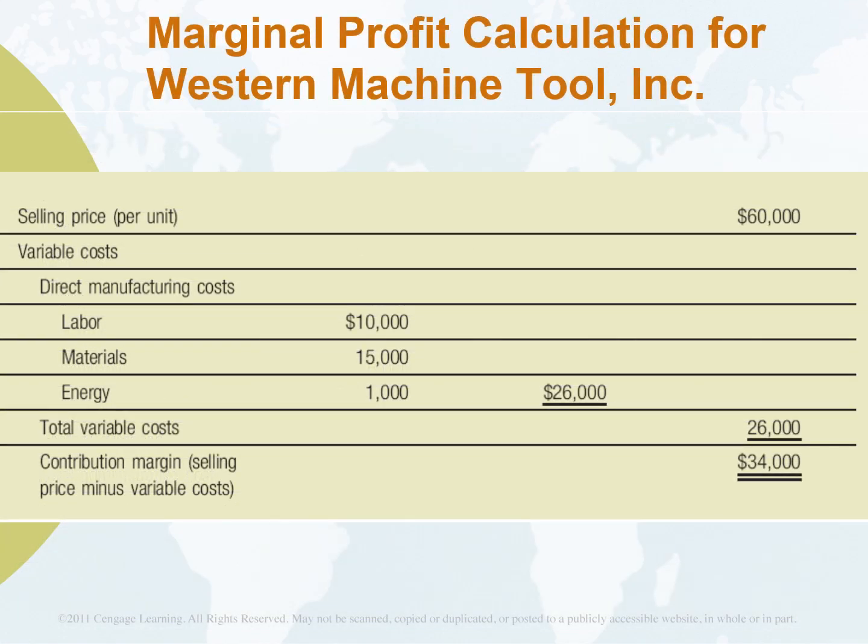You can also look at the marginal profit calculation for Western Machine Tool. Okay? You can look at it differently. The selling price is still 60,000, but you have a variable cost versus total cost. Your variable cost from direct manufacturing cost of labor, material, energy is 26,000. Total variable cost is 26,000. Then 60,000 minus that gives you 34,000. We call that a contribution margin, the selling price minus variable cost.